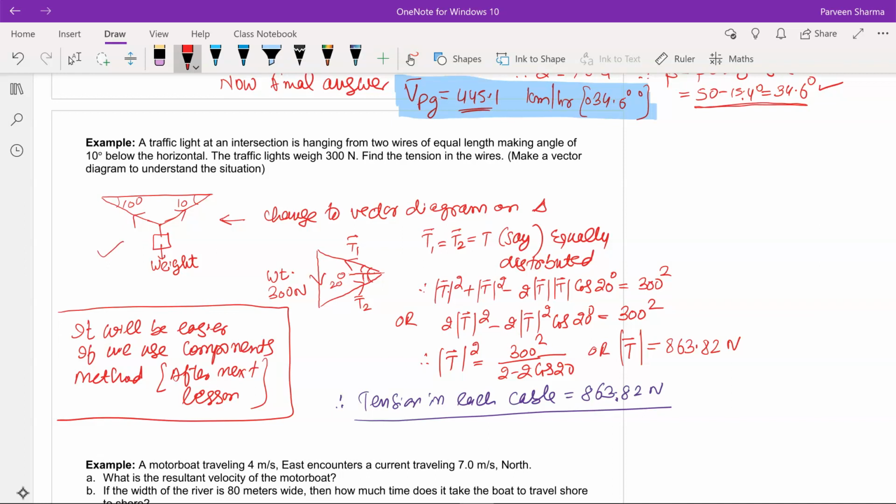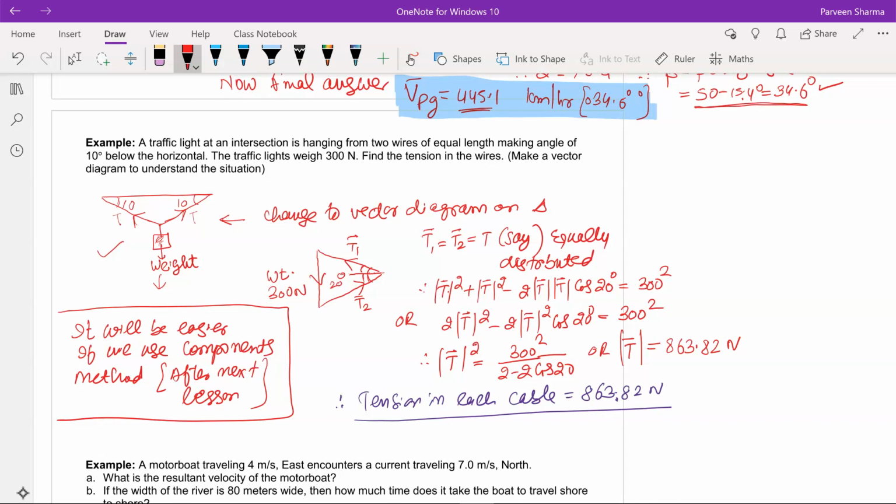So this is one cable, this is the other cable, and they are 10 degrees below the horizontal. And this is the traffic light which they're hanging. Weight always acts in the downward direction towards the center of the earth. So therefore tensions must be acting in the upward direction like this. So this is tension T, this is also tension T. Because the lengths are equal and the angles are the same, the tension in both cables will be equal. So this is the actual diagram.